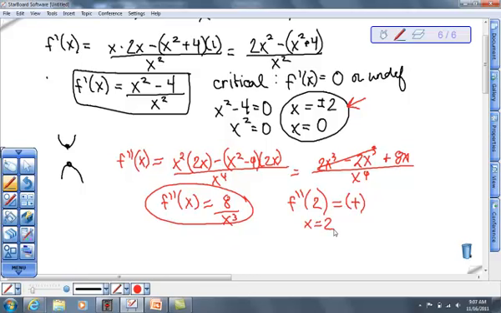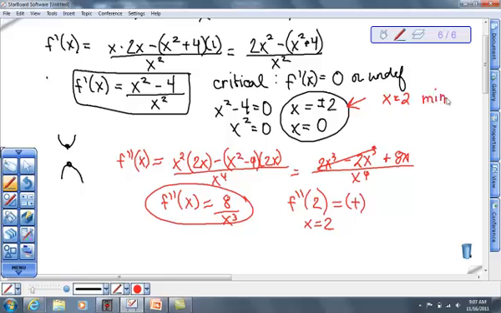What this is telling us is when we look at that critical value x equaling 2, when you plug that into the second derivative it equals a positive, that means that it's lying within a positive second derivative, which is saying that it's concave up. So what that just told you is that this is a relative minimum. So at x equals 2, we have a minimum.